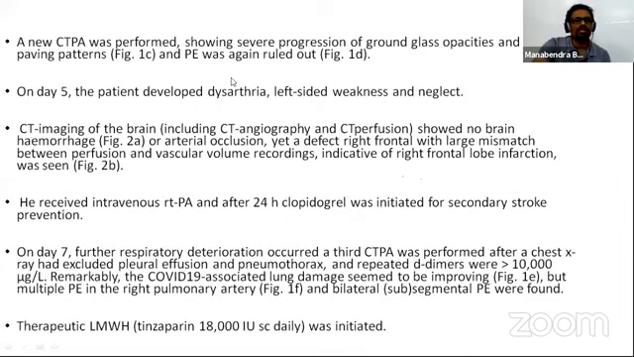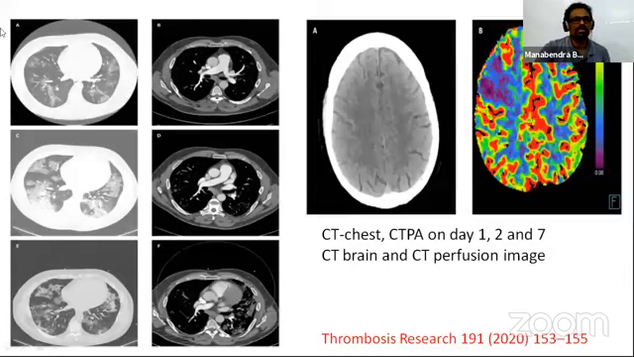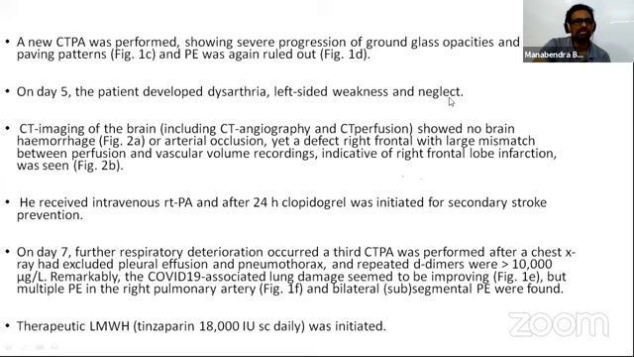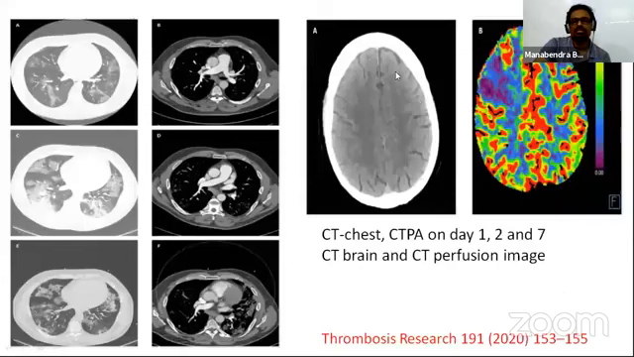Regarding the CT chest findings, this is day one, showing a ground glass appearance, and the CT pulmonary angiogram showed no embolus. On day two, there is a gradual increase in the ground glass appearance, and the pulmonary angiogram was negative. But the interesting thing is that on day five, the patient developed dysarthria, left-sided weakness, and neglect. CT imaging of the brain showed no hemorrhage, it is apparently normal. But on CT perfusion imaging, there is a perfusion defect, so there is a mismatch.